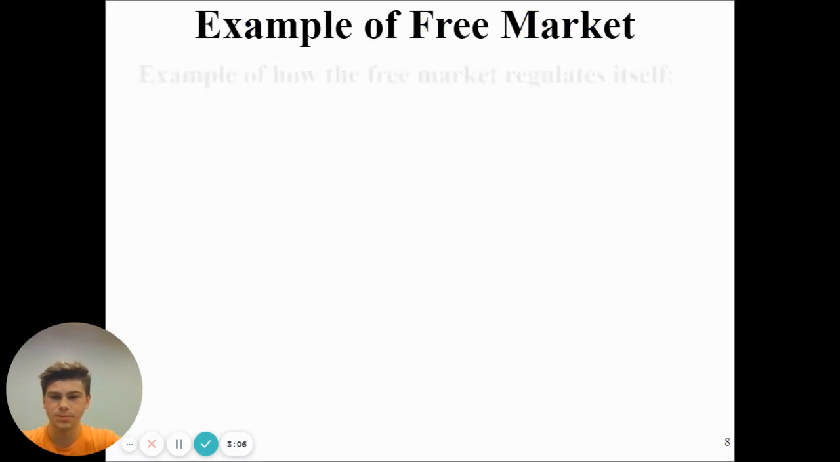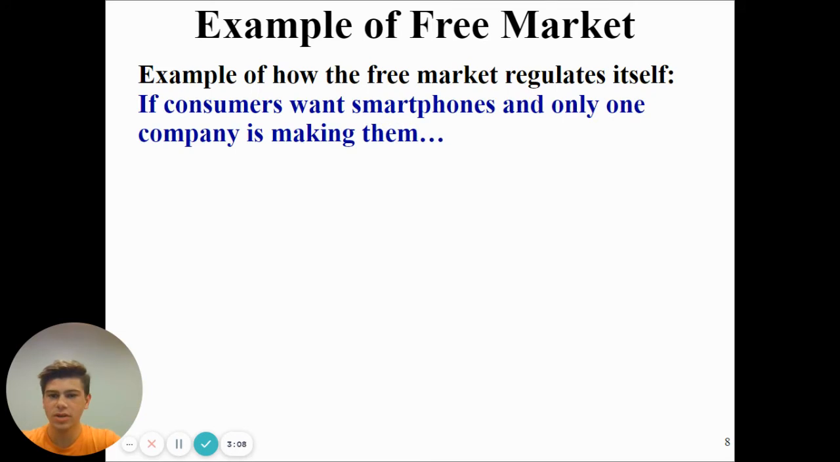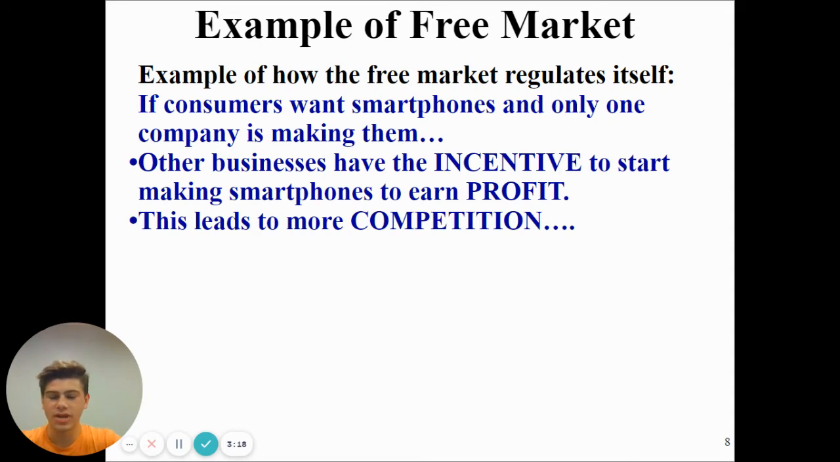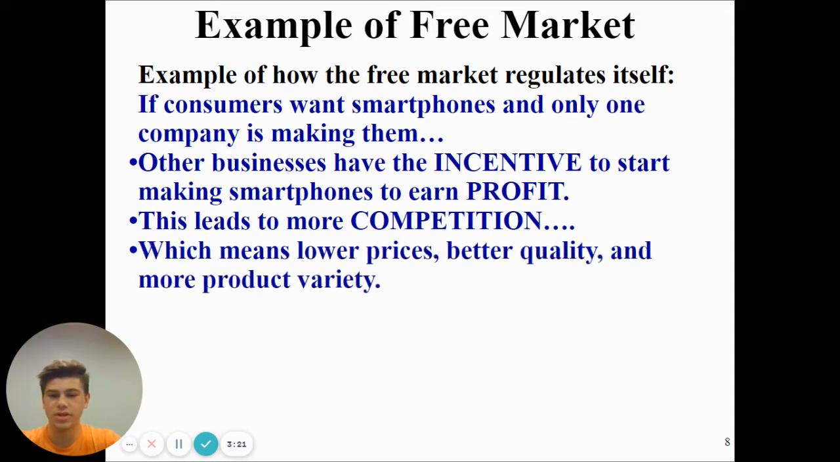For example, we have one here dealing with smartphones. So if consumers want smartphones and only one company is making them, other businesses have the incentive to start making smartphones and earn profit. Therefore, that's going to create competition between the different companies, which will lower the prices so that they can sell as opposed to the other company.